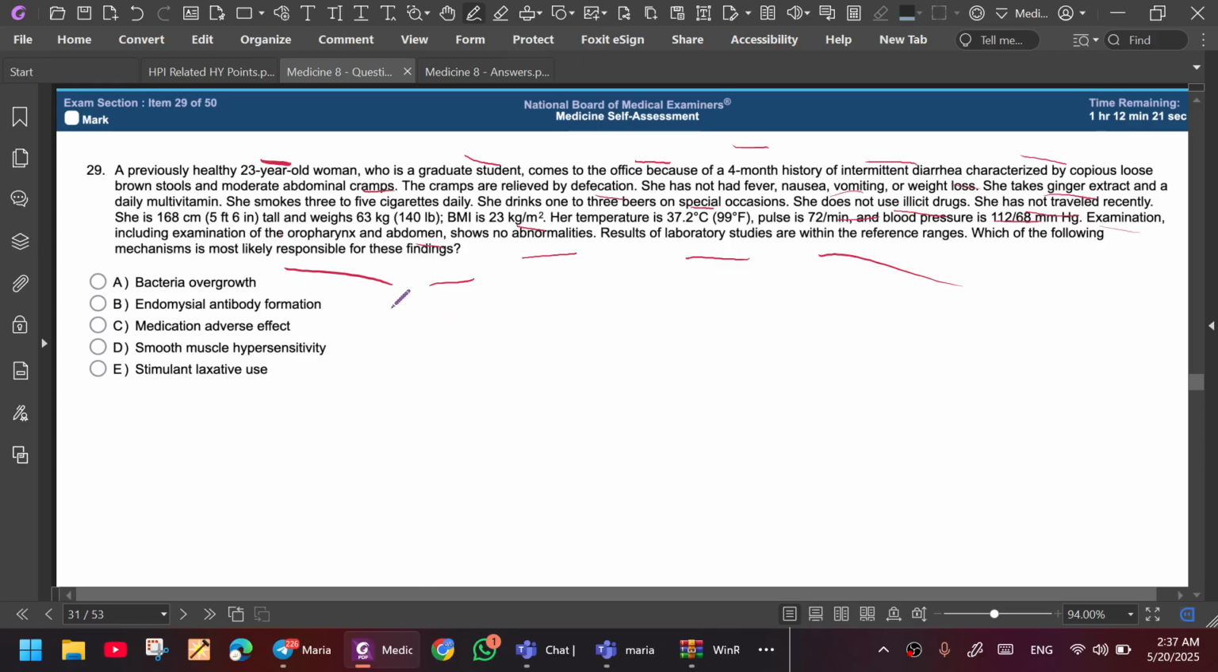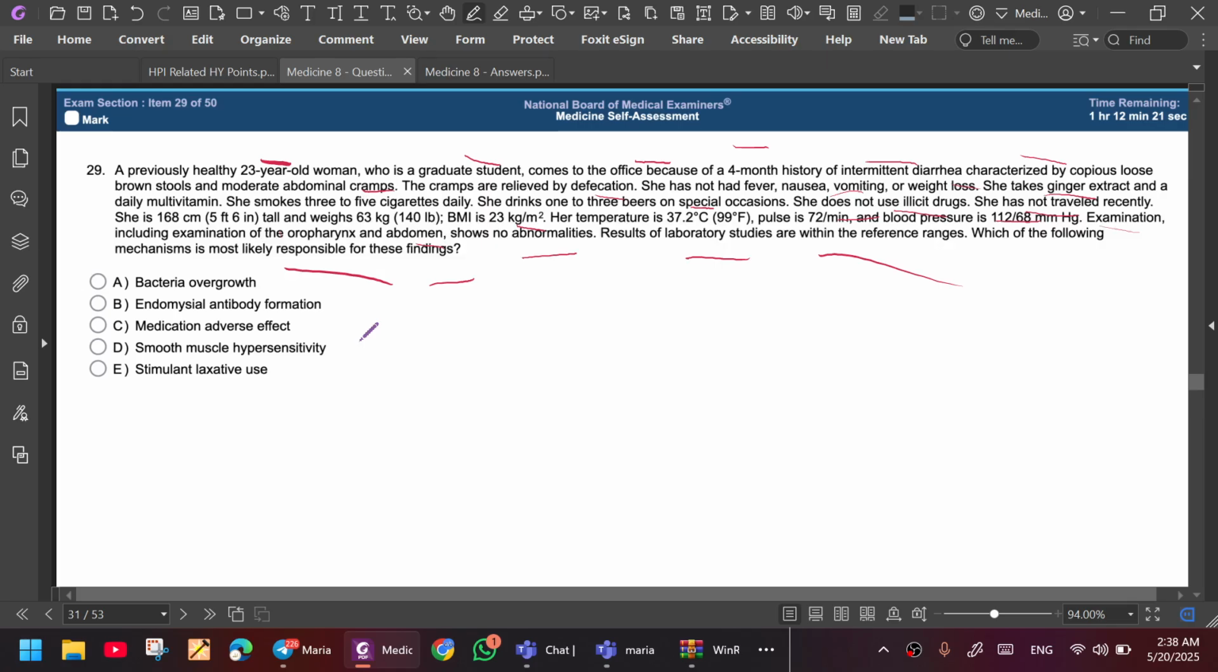Hmm. What medication does she take? Ginger extract. Hmm. Laxative. Is it laxative abuse? Is she using loose pills, stimulants? I feel like it's laxative, or it looks like she's had laxative trouble recently. It looks like laxative, but I don't know.